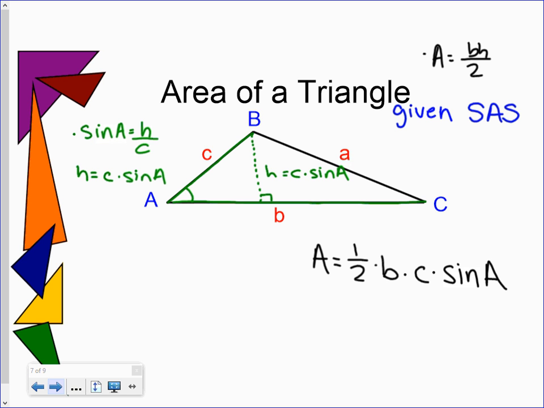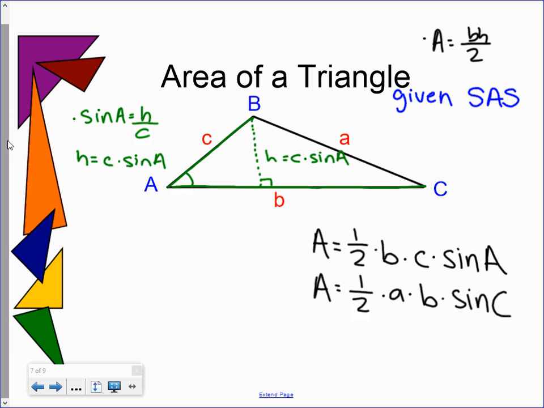Now, that's going to change if you're looking from a different angle. So if I were looking from angle C, my formula would be 1/2 times A times B times sine C. So you could repeat that process to find that formula. I'm not going to do that again, but that would be another version. If you looked at the right triangle formed by A, C, and the height, you could redo that work for the sine. And then look for a pattern here.